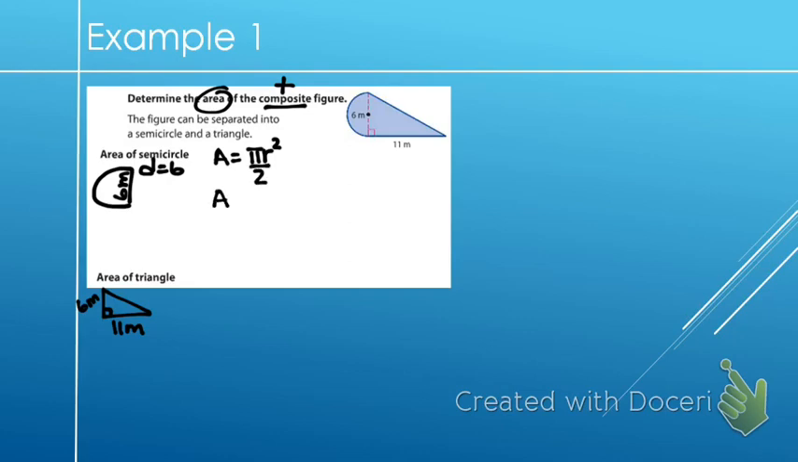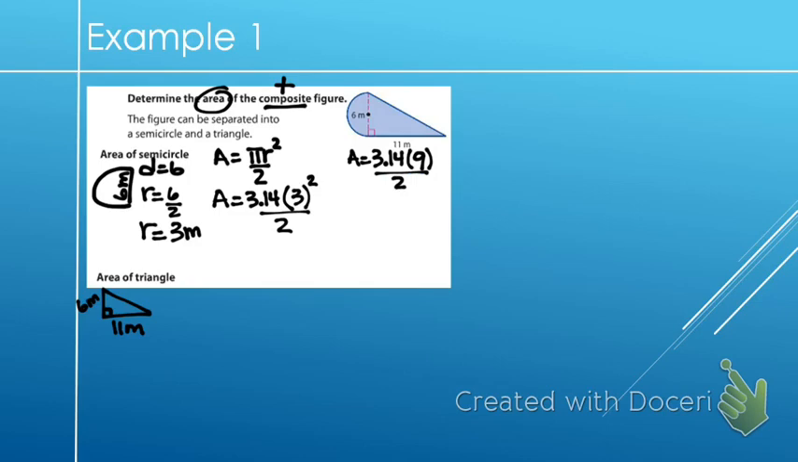So I'm going to plug it in. I have 3.14 times, since our diameter is 6, we need to find our radius. So 6 divided by 2, so our radius is 3 meters. I'm going to plug that in: 3 squared, all divided by 2. Then I have A equals. I'm just going to solve for the exponent. So 3 times 3 is 9, divided by 2.